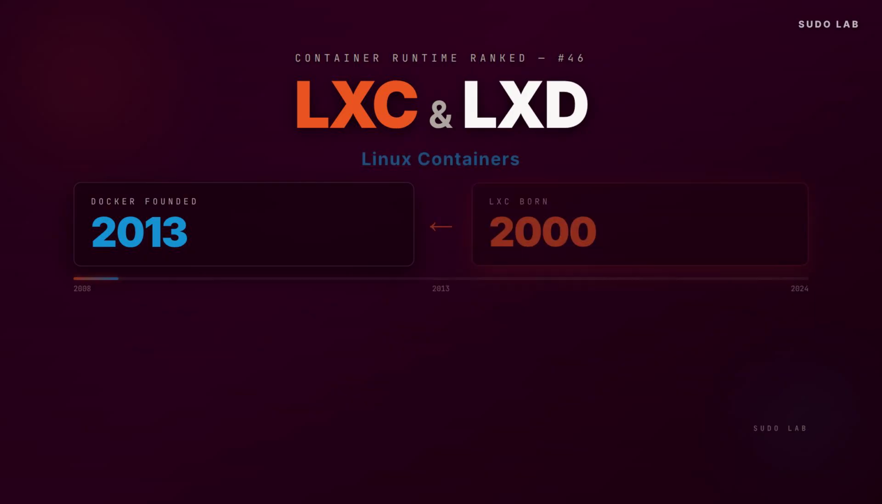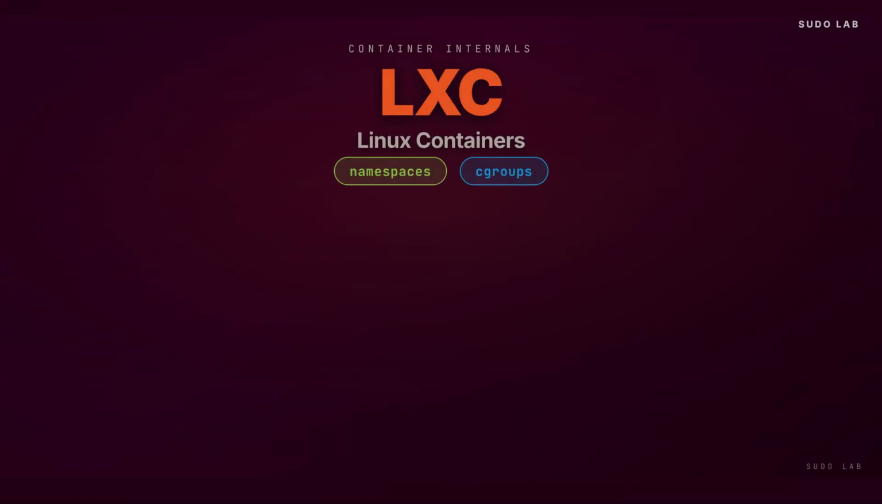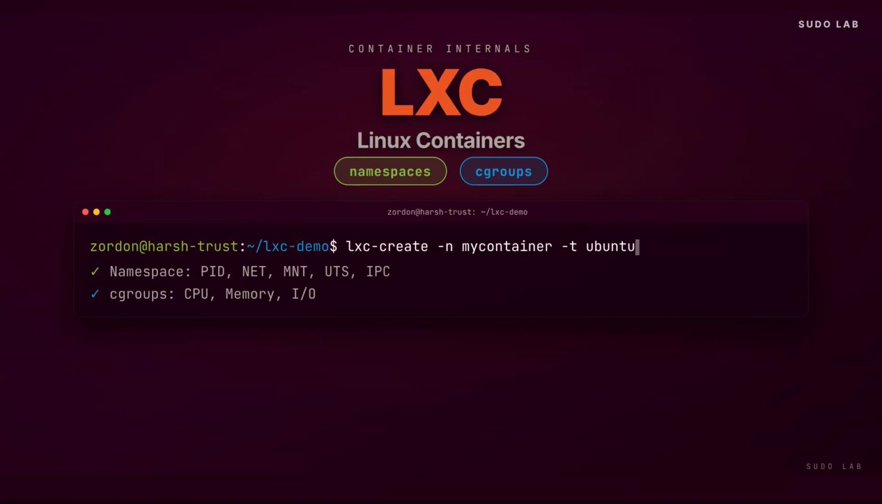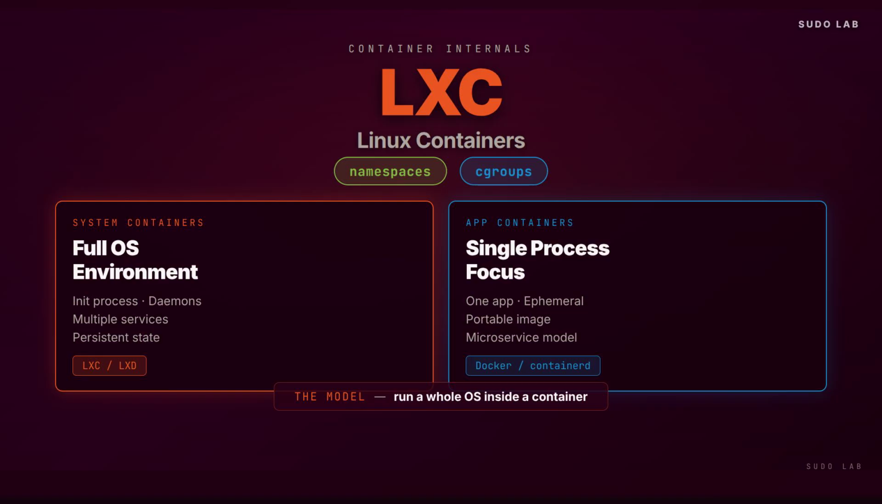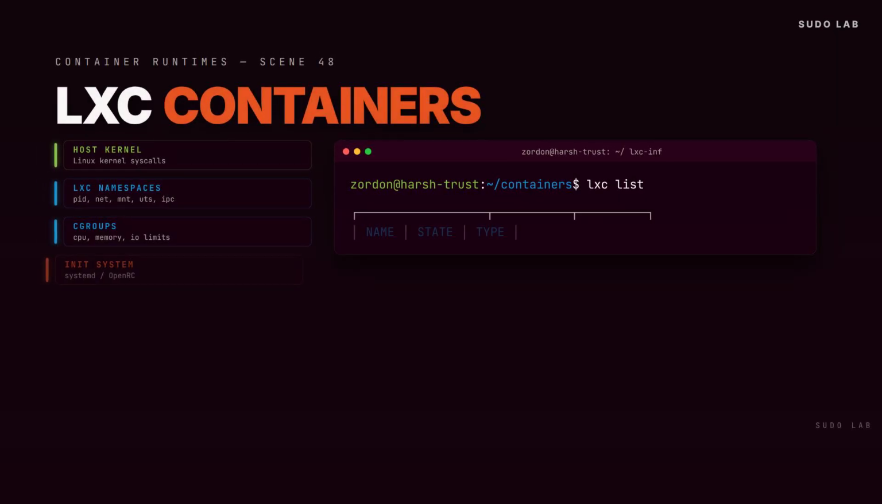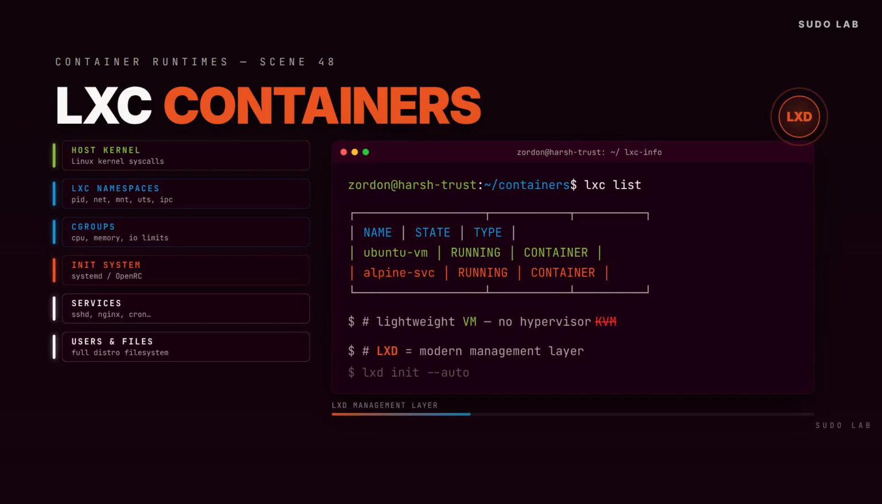LXC is older than Docker, which surprises people. It stands for Linux Containers, and it's been around since 2008, building on the same kernel features that everything else in this video eventually uses: namespaces and cgroups. The difference is that LXC was built for system containers, not application containers. The model is, run a whole Linux distribution inside a container with its own init system, its own services, its own users, like a lightweight VM, but without the virtualization overhead.